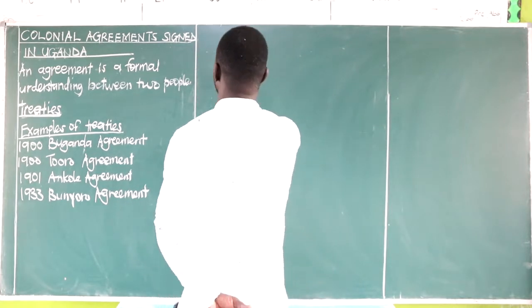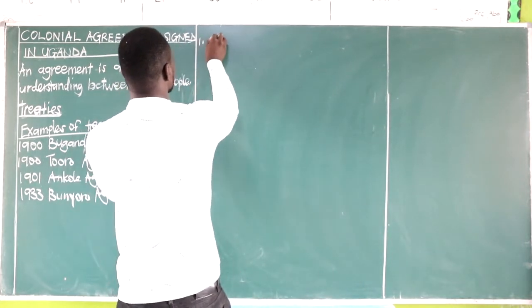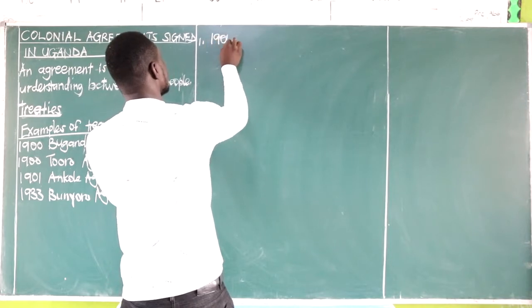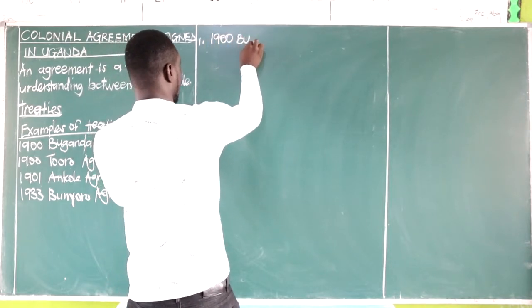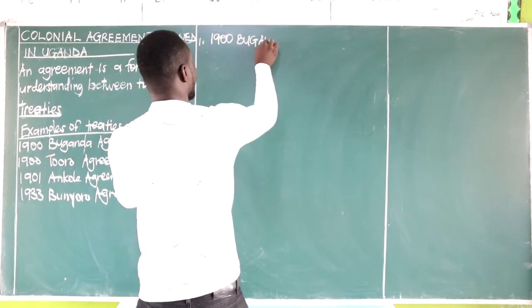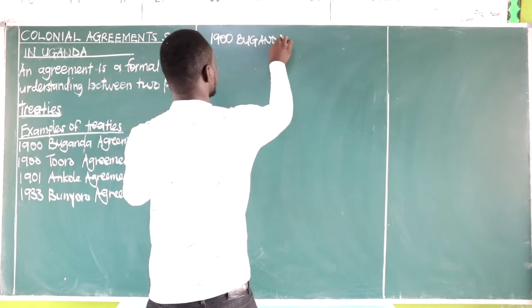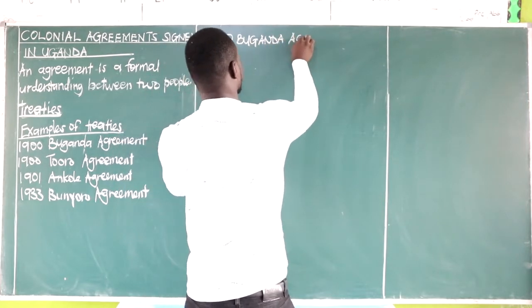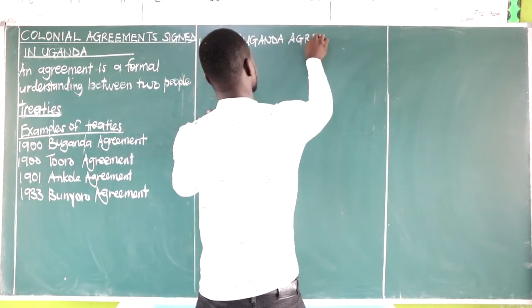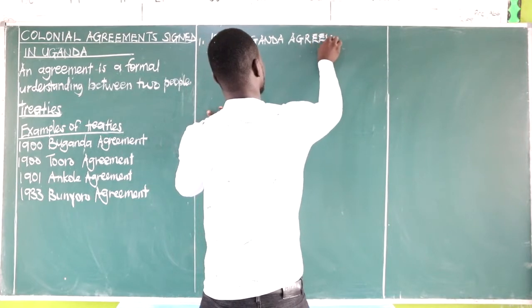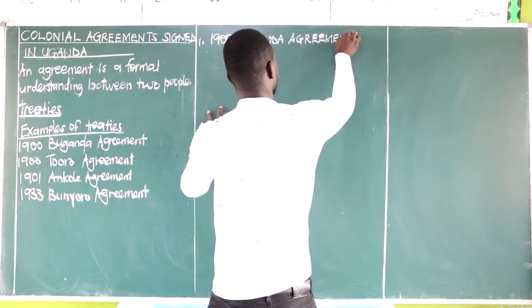Now let's look at these agreements one by one. We are beginning with the 1900 Uganda Agreement.